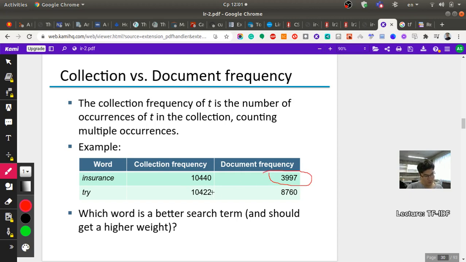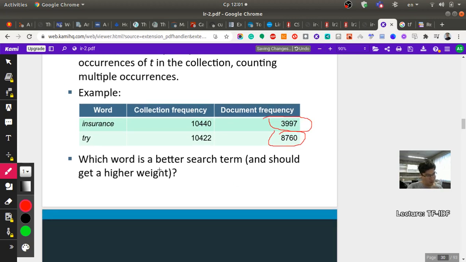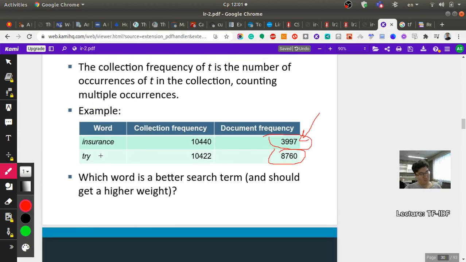But the word try is used also about the same amount of times, but it is used in many documents. So which word is the better search term and should get a higher weight? The word insurance is the better search term because it is met in fewer documents than try. If the word try is used in many documents in the same amount, it should not be considered as a search term.